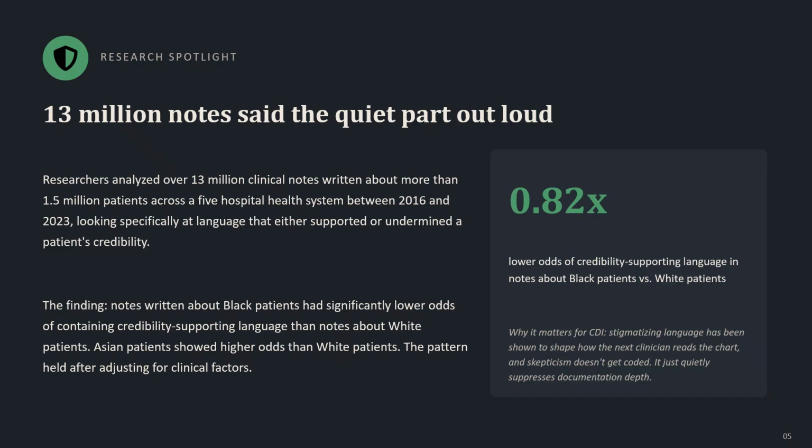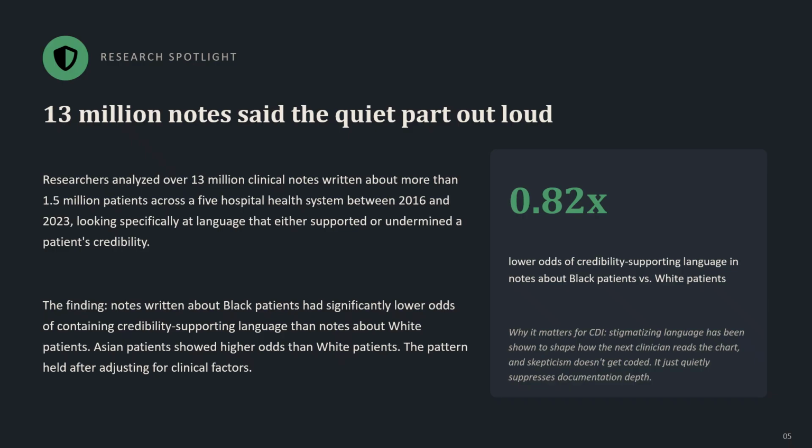And they specifically looked at language either undermining or supporting a patient's credibility. What they found were notes written about Black patients having significantly lower odds of containing credibility-supporting language than notes about white patients. And this is an odds ratio of about 0.82. Asian patients actually showed higher odds than white patients. And this pattern held up even after adjusting for clinical factors.